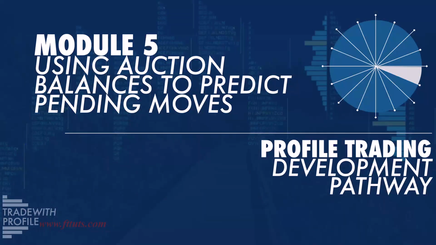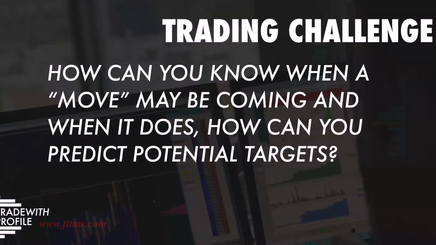In this module, we're talking about module 5 out of 16, using auction balances to predict pending moves. Like all of our modules, we begin with a challenge.